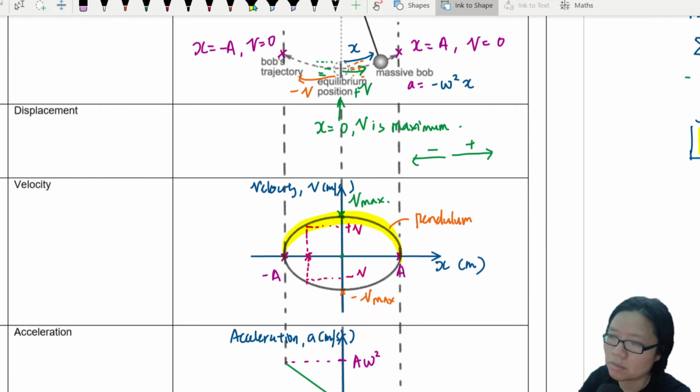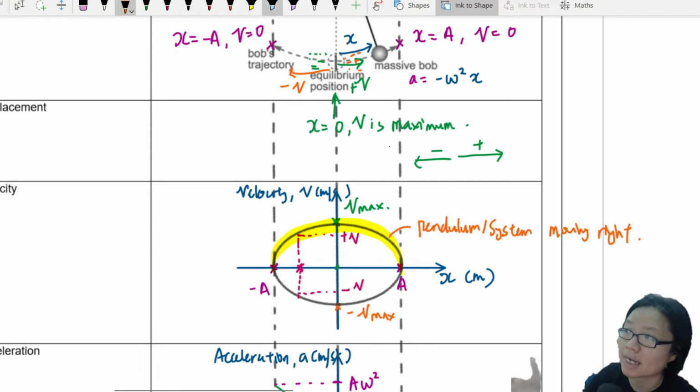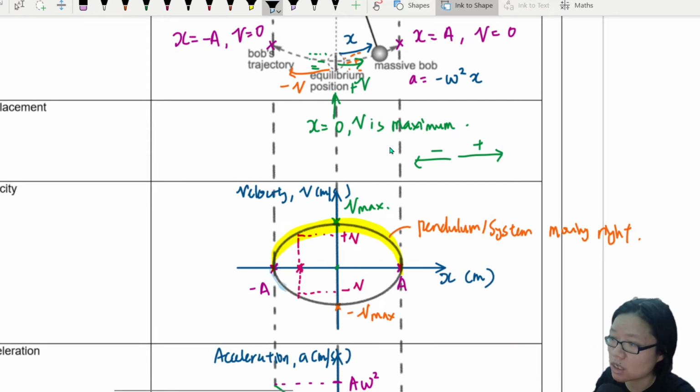Or it may not always be a pendulum. It can be a spring. It can be any kind of system moving to the right. By the way, all this right or left, positive, negative, is set by you or set by the question. So this is why you have this two direction graph.